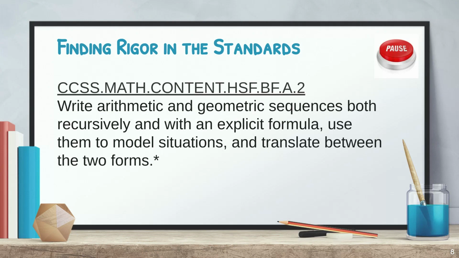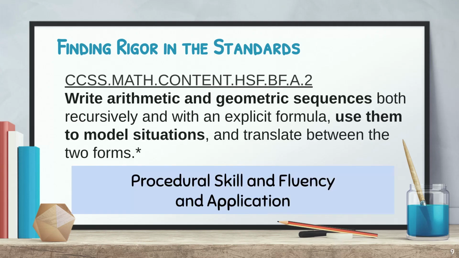Our last example is from the building functions domain of the high school function standards. Take a moment to read the standard and identify the aspects of rigor being highlighted. There are once again two aspects of rigor being highlighted in this standard: procedural skill and fluency, and application. Notice that the standard requires that a student learns the skill of writing sequences in addition to being able to model them in situations.